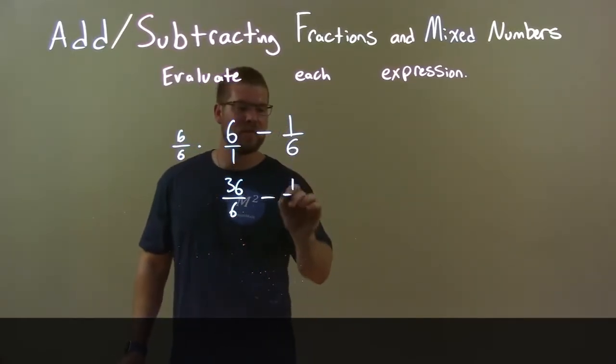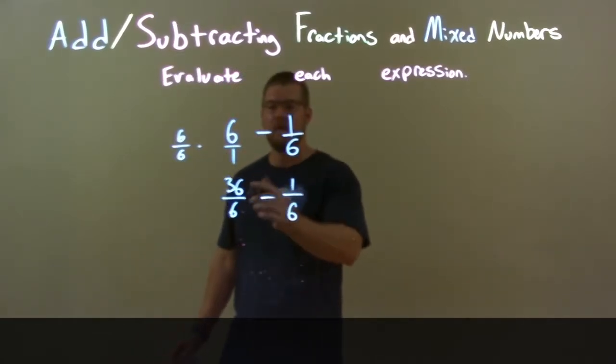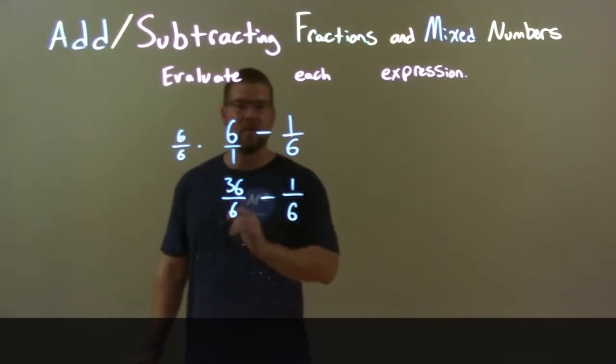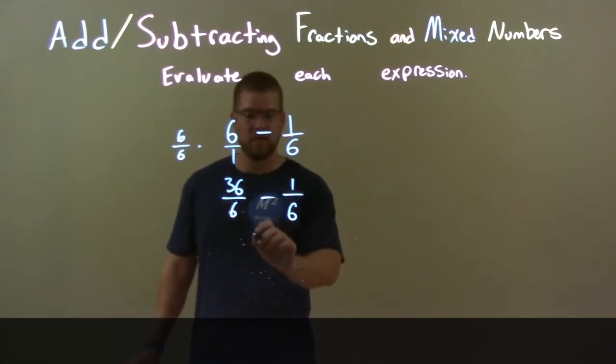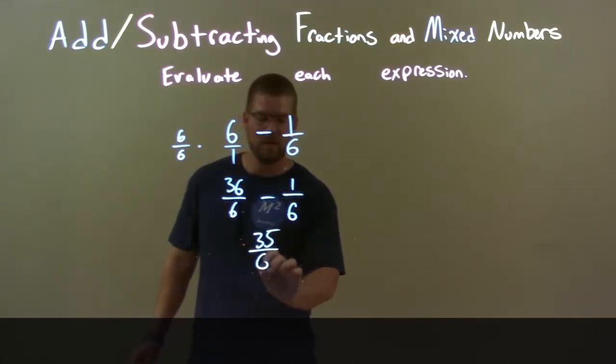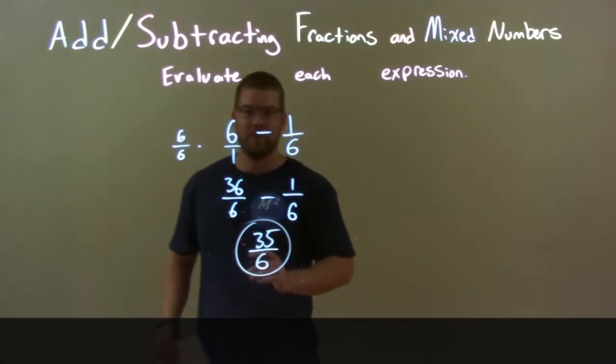We bring down this 1/6 right here, and now we're subtracting, right? They have the same base. That was our goal. So we just subtract the numerator. 36 minus 1 is 35. So we have 35 over 6, and there we have our final answer.